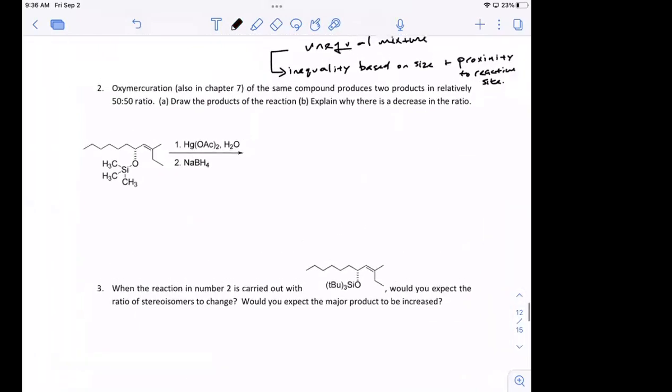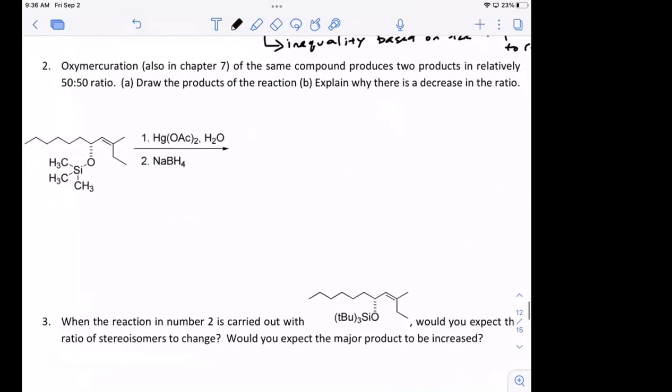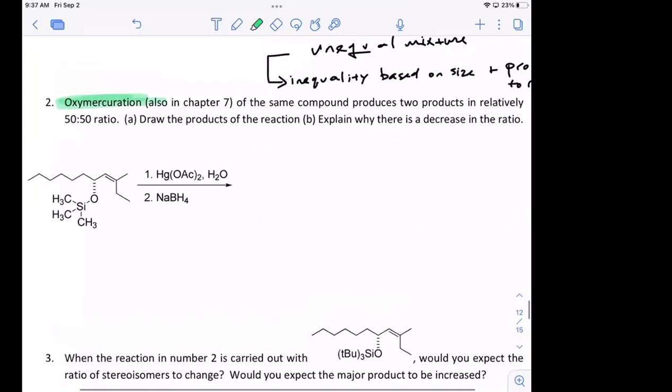And this really draws on your prior knowledge of part one. Remember, I said you had to have a working knowledge of part one. If you look at the reaction, somebody look this up: oxymercuration, and tell me what that reaction does.